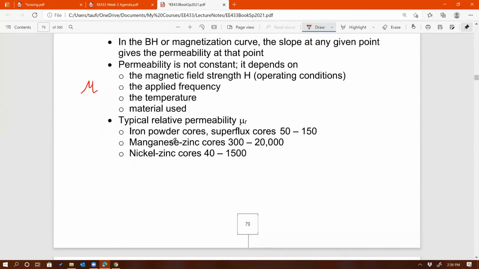And these are just typical relative permeabilities of several magnetic materials. I won't go through those. I don't know, that's pretty high. Look at that, 20,000. All right.